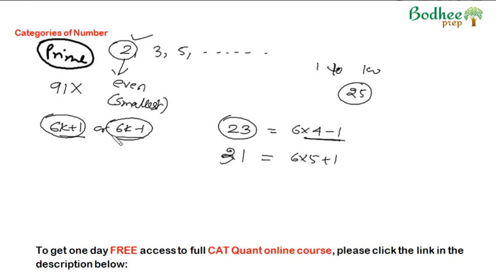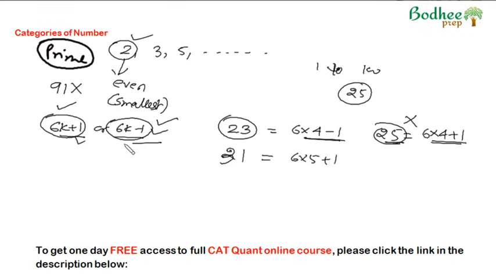What do I mean by that? I mean to say that all those numbers which are in the form of 6k minus 1 or 6k plus 1 need not necessarily be prime. For example, if I take 25, 25 can be written as 6 into 4 plus 1, right? This can be written in the form of 6k plus 1, but it's not a prime number. So always remember that all prime numbers greater than 3 are in these two forms, but all the numbers in this form need not necessarily be prime numbers.